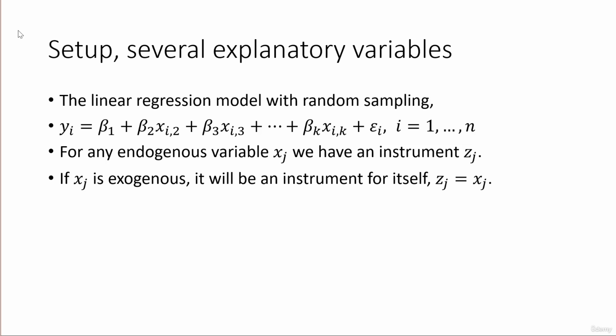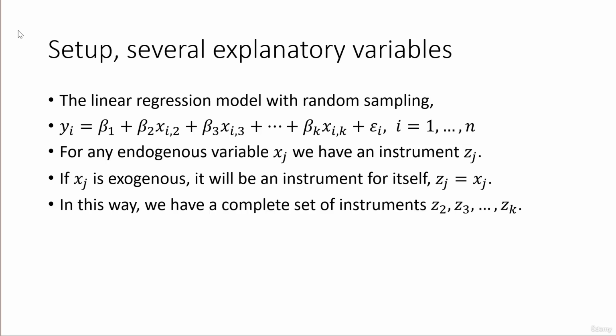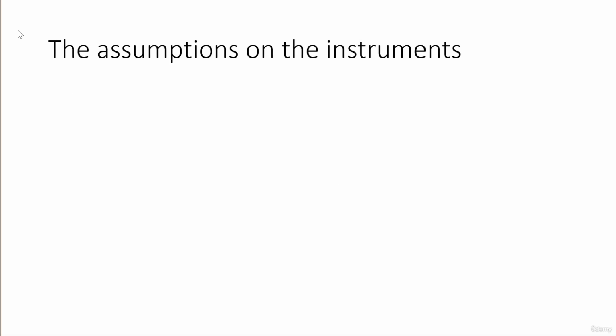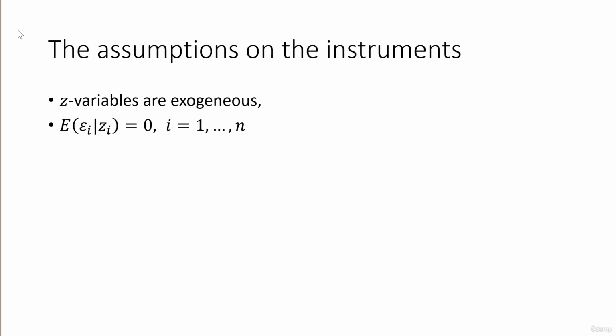So by doing this, I now actually have a complete set of instruments from z2 through zk. Some of the z variables are the same as the x variable, and some of the z variables are entirely different. The assumptions on the instrument for this particular case must be the following. They need to be all exogenous. That is, the conditional expectation of the error term given all the z variables must be 0 for every error term. Every z variable must be correlated with every x variable.